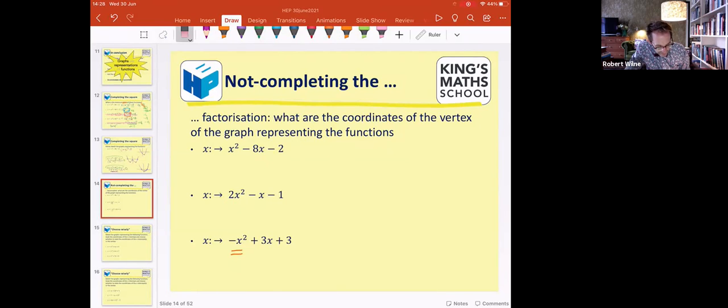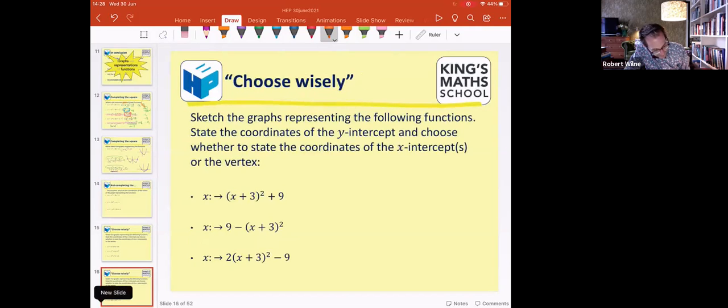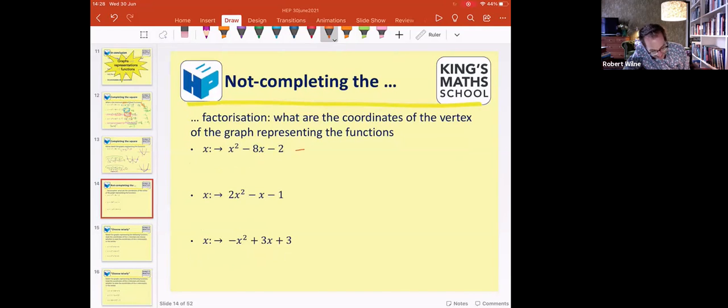I just came across this. I can't remember who showed it to me; to be honest, I think I saw it on the interweb. And the idea is this. You rewrite this as a partial factorization: x(x - 8) - 2, or x(2x - 1) - 1, or x(x + 3) - x + 3. So right, it's a partial factorization.